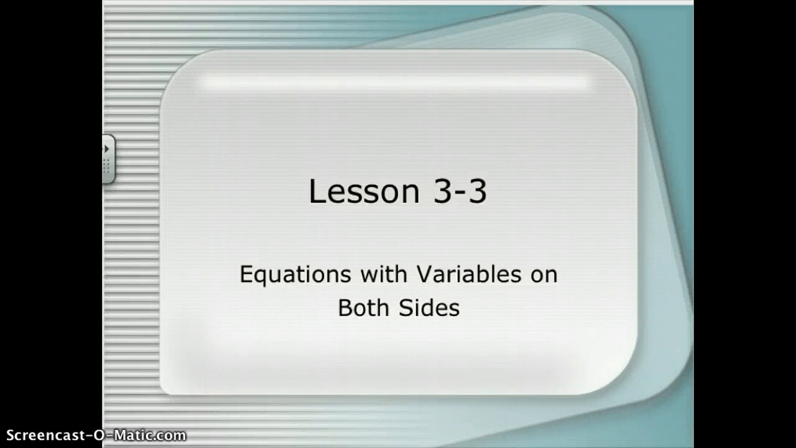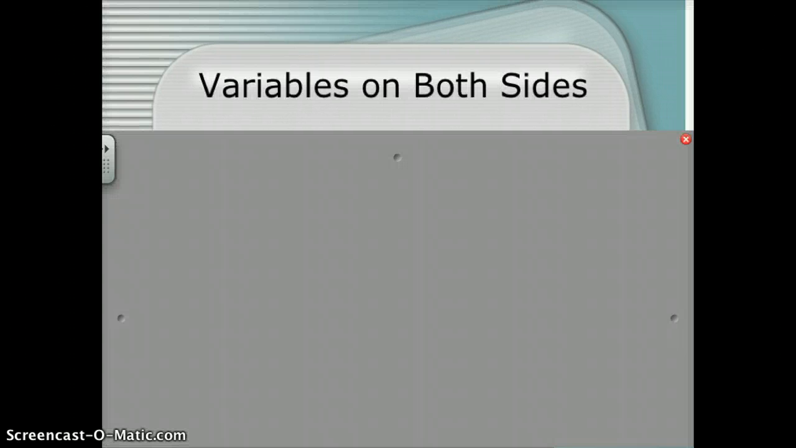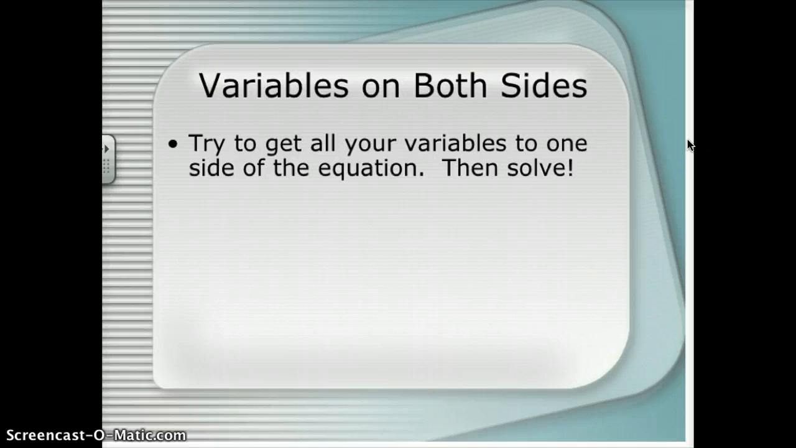Okay, I'm back to solve some more equations with you today. This time they're going to have variables on both sides. So when there's variables on both sides, my tip to you is try to get all your variables on one side of the equation if it's possible. Like if there's only one variable like x in the equation, try to cancel them out from one side so you only have them on one side and then we'll solve it.